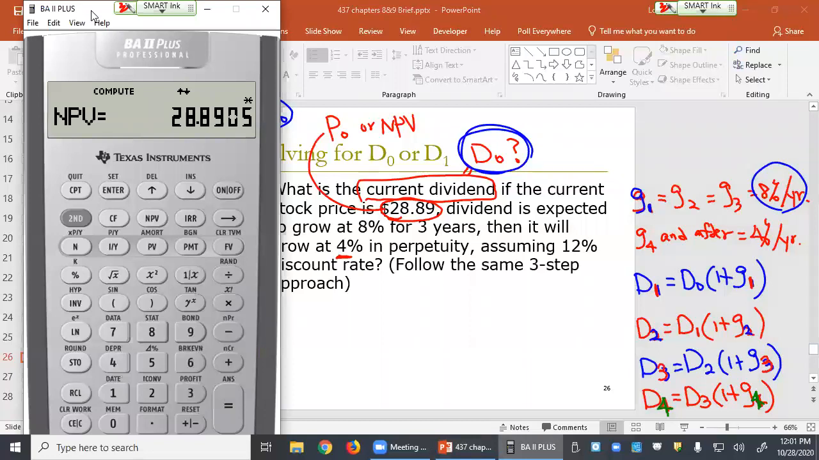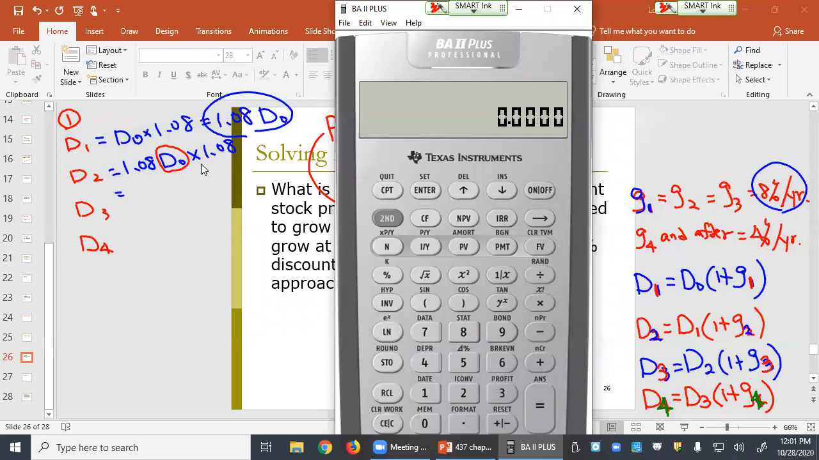So let me bring up my calculator. I use this first 1.08 multiplied by the second 1.08 by temporarily assuming that the D0 does not exist in there. So that means my D2 equals this many times D0. So 1.1664 D0. That is my D2. Let me draw a line so we know that's D2.